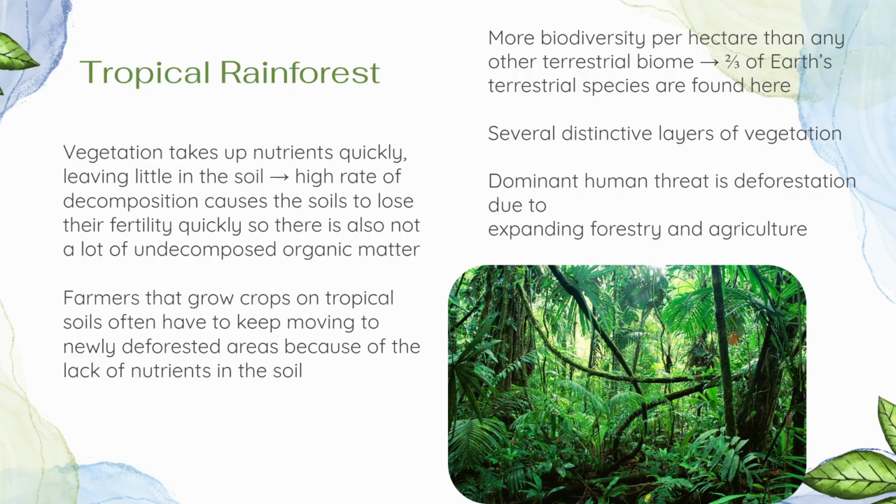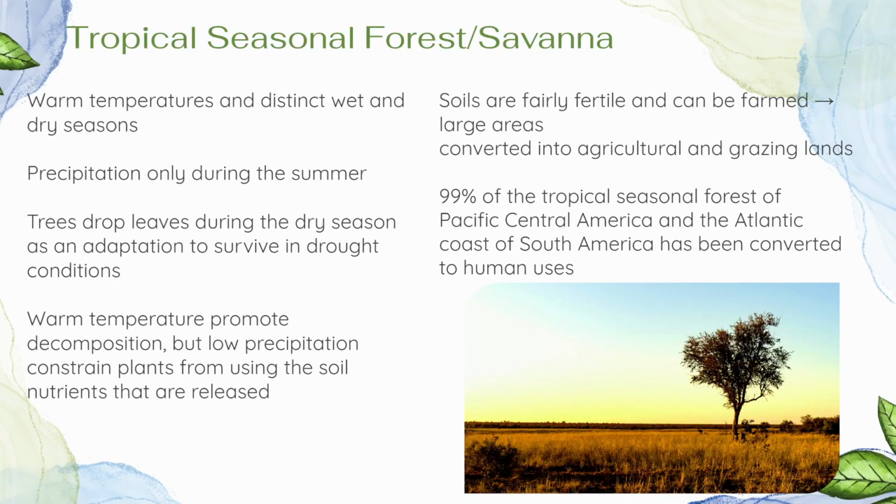areas. The tropical rainforest is the most biodiverse terrestrial biome, with 2/3 of Earth's terrestrial species found here. A dominant human threat to this biome is deforestation due to expanding forestry and agriculture.